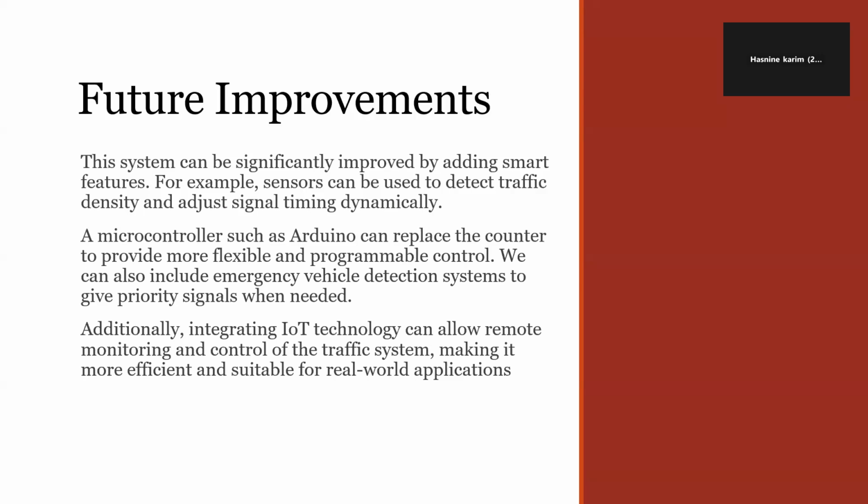Additionally, we can add emergency vehicle detection so that ambulances or fire trucks can get priority. Finally, by using IoT technology, we can monitor and control the system remotely, which will make it more suitable for real-world applications.